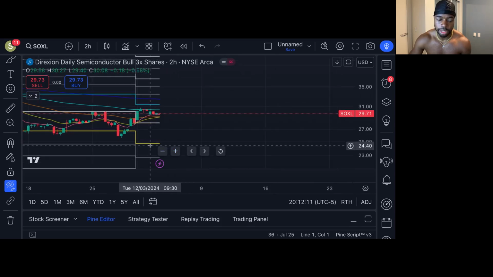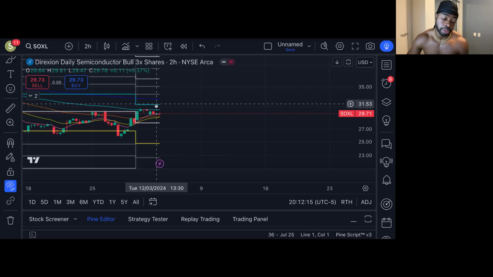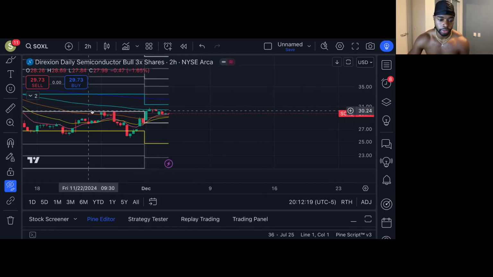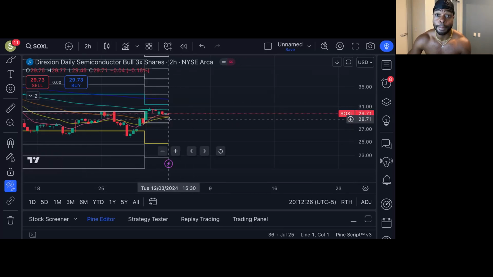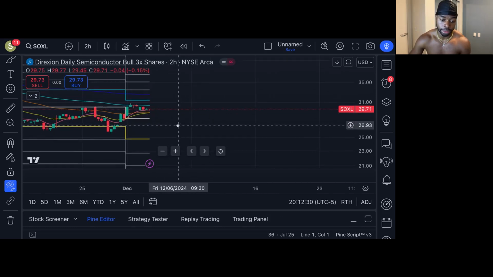These lines typically act as support, resistance, and also good areas to add confluence to your trades. So again, the swing position shows you the expected move for the month, so for a 4-week time period.